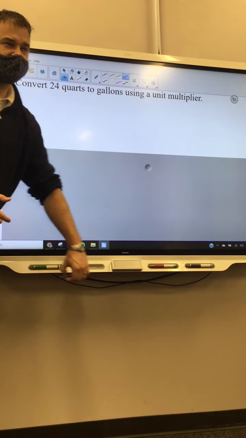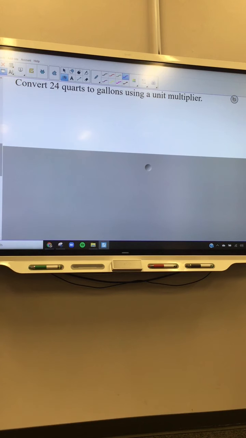Maybe I'll start by saying if I'm going from quarts to gallons, what are the two possible unit multipliers I could have? How many quarts are in a gallon? 4. So what are my two unit multipliers? What's one thing that I could have?